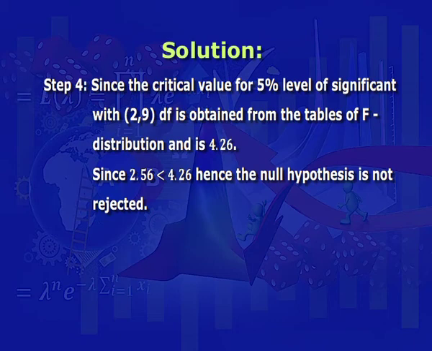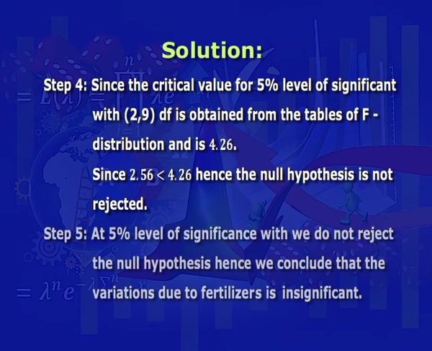Since the critical value for 5% level of significance with 2 and 9 degrees of freedom from the table of F distribution is 4.26, and 2.56 is less than 4.26, the null hypothesis is not rejected. Step 5. At 5% level of significance, we do not reject the null hypothesis, hence we conclude that the variation due to fertilizers is insignificant.